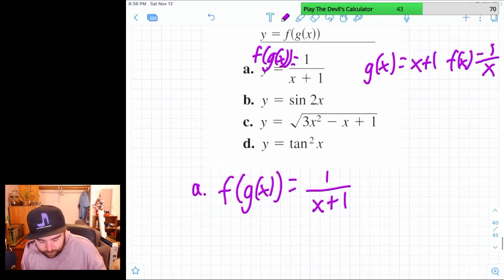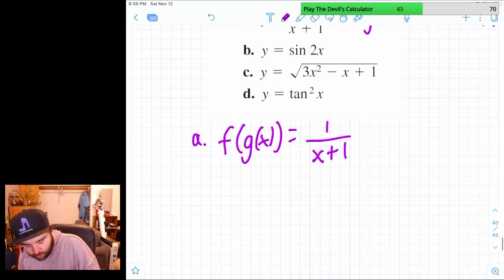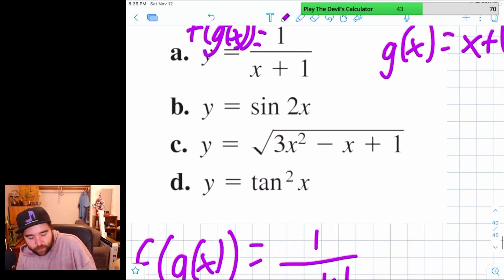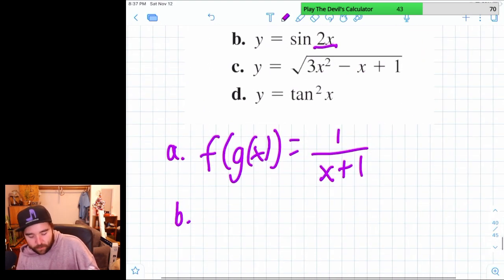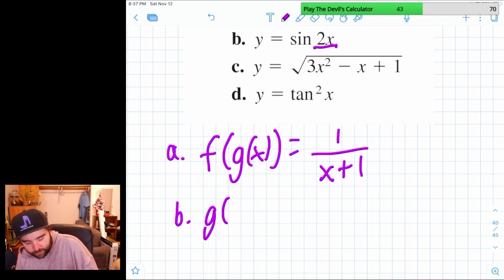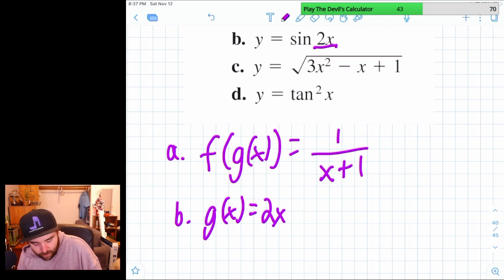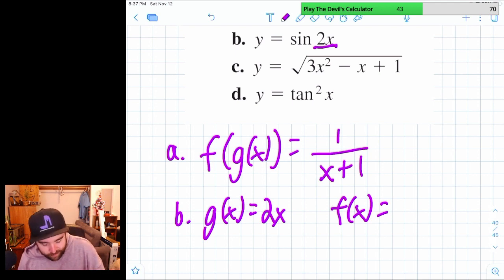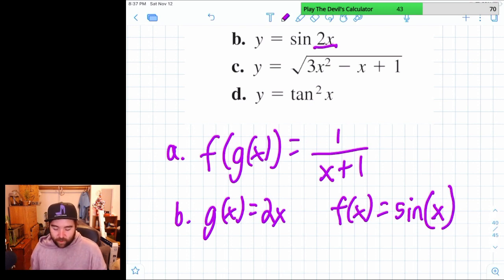So in B, let's write it down here. In B, the inside function is always what is most inside. So it's going to be that. The inside function g of x is just going to be 2x. And then the outside function is what are you doing to the 2x? You're taking the sine of it. So the f of x, outside function, is just sine of x.